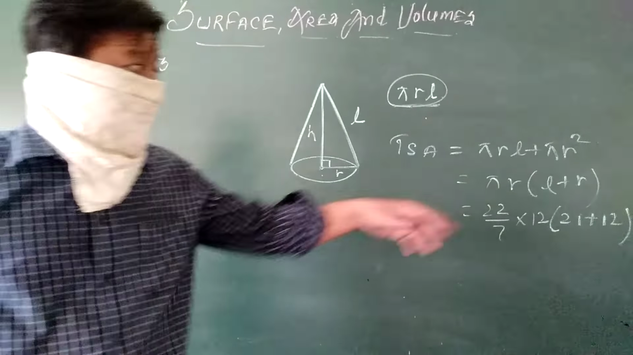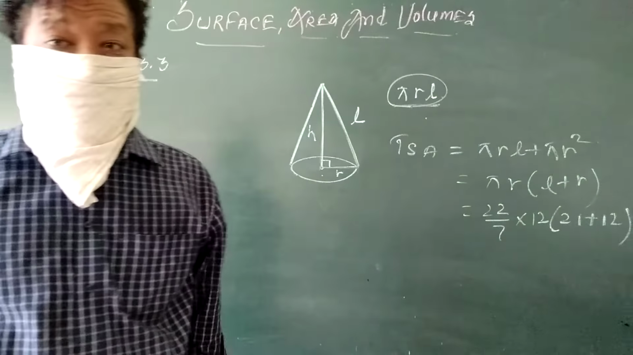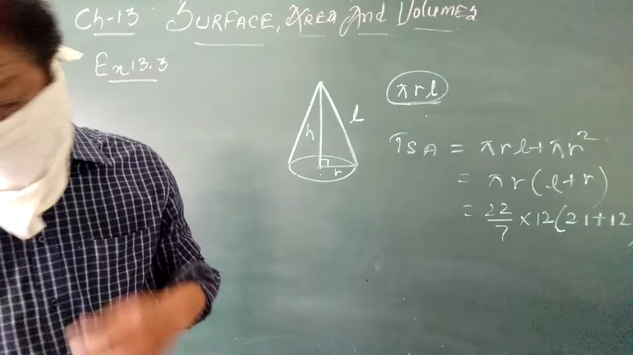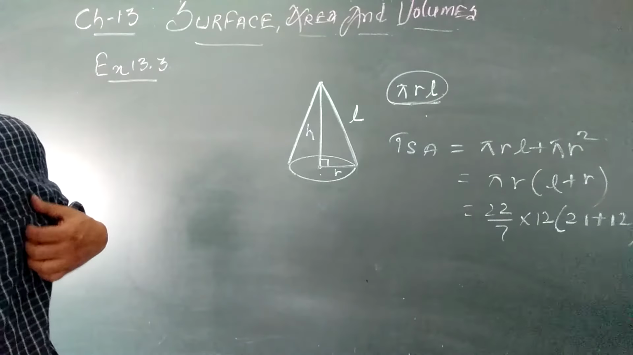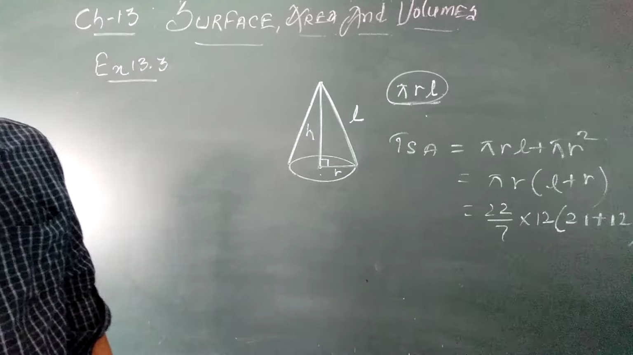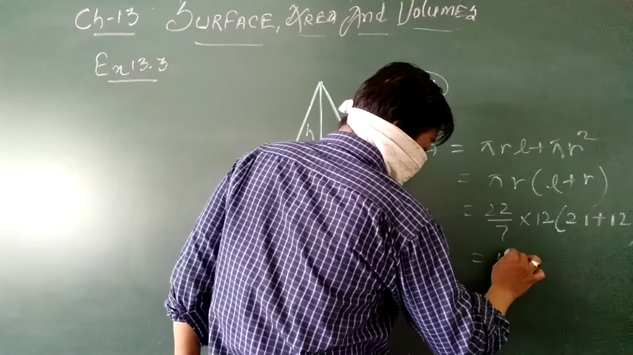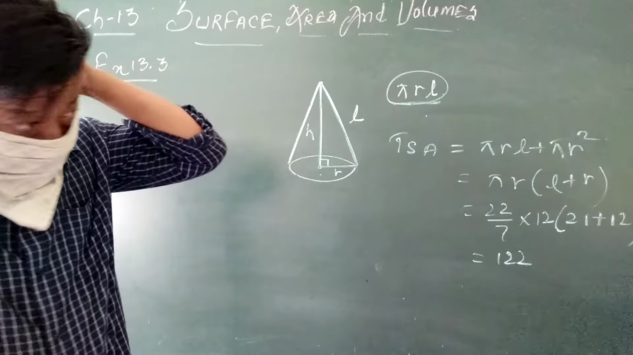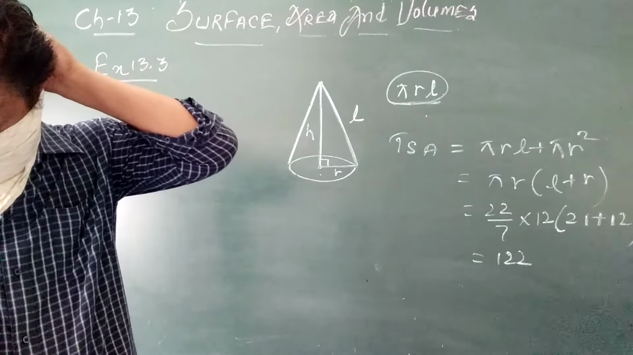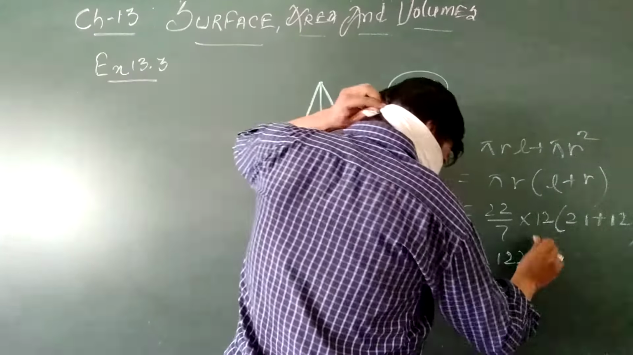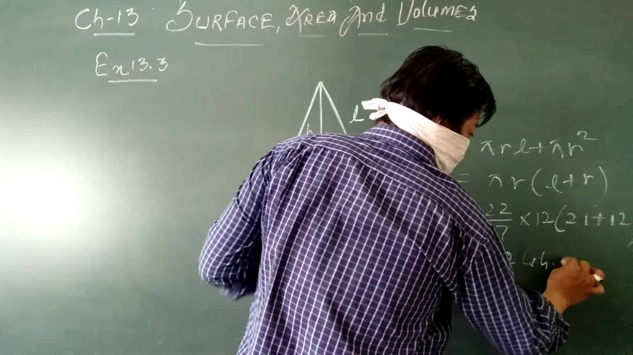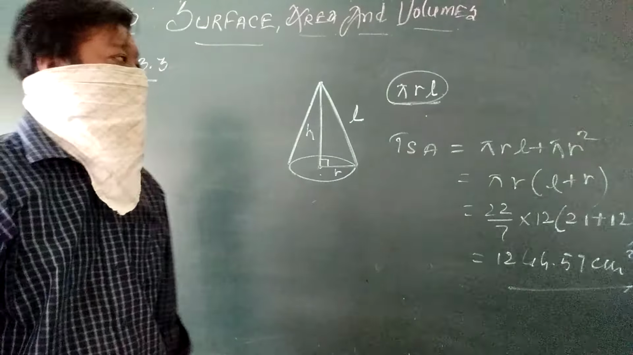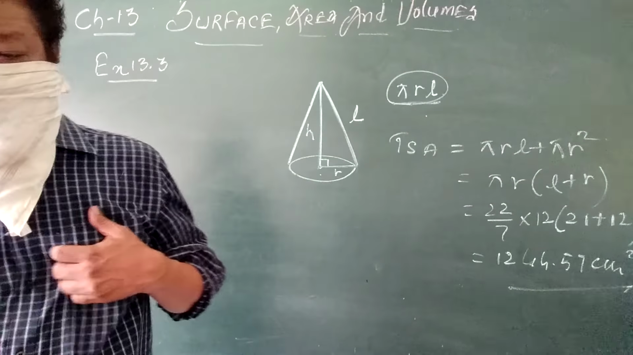By taking this, or you can put the values in the formula and add them up, you can get the value. Now, it is 22/7 into 12 into 21 plus 12 centimeter. You will get the value by adding 21 plus 12, which is 1244.57 centimeter square. This is the total surface area for the given radius and the slant height.